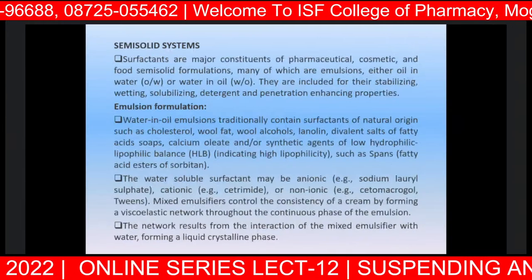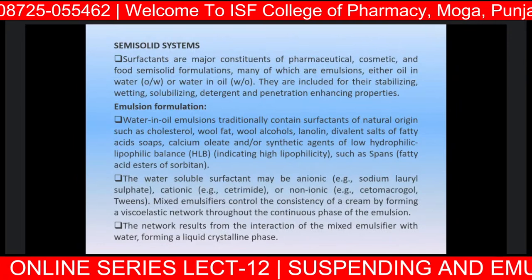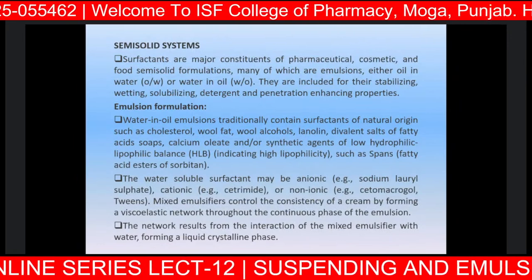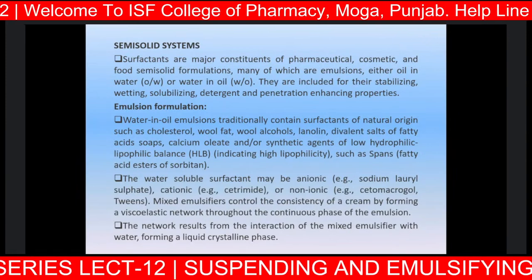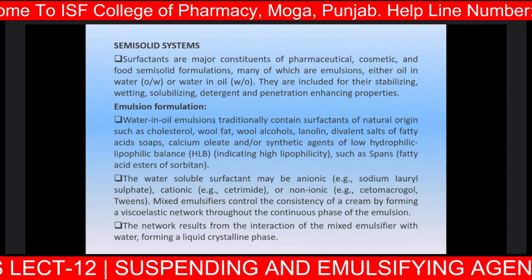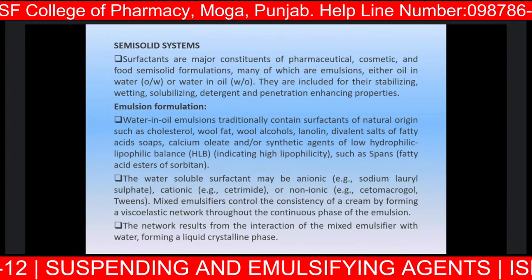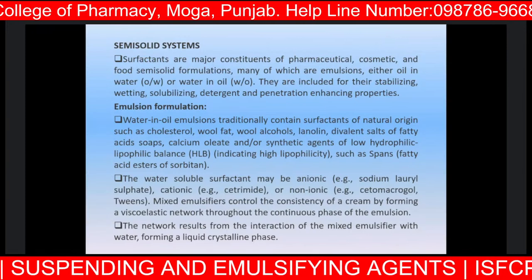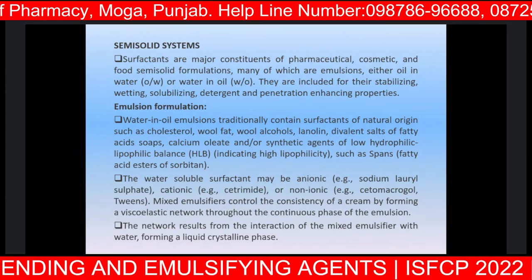In case of semi-solid formulations or semi-solid systems, surfactants are major constituents of pharmaceutical, cosmetic and food semi-solid formulations, many of which are emulsions, either oil in water or water in oil. They are included for their stabilizing, wetting, solubilizing, detergent and penetration enhancing properties.